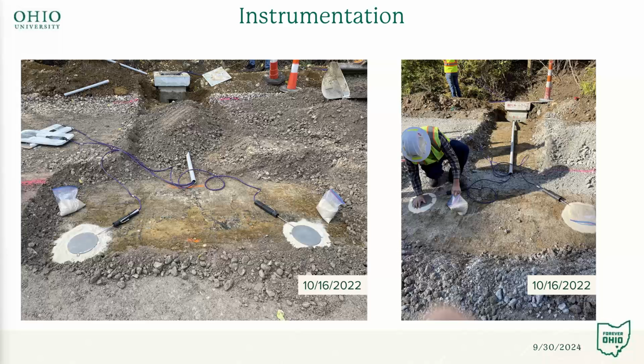These pictures show our instrumentation. These are the pressure cells being placed on top of the subgrade. We had pull boxes that accepted all the wires coming out of these sensors, and then from the pull boxes we had above ground cabinets that housed the wires for permanent storage and access during testing.